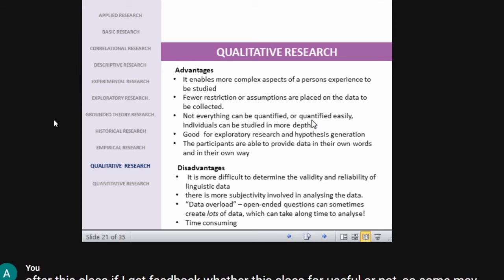That is true. If you are 6 students in this class, right? If you are having more than 100 students, everyone is giving their feedback in terms of their own opinion. So one is writing a big paragraph. Okay. So it will take time for me to analyze. So that is one of the difficulties and drawbacks of qualitative data. Not everything can be quantified easily. Individuals can be studied more in depth.